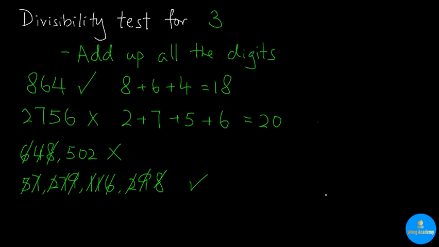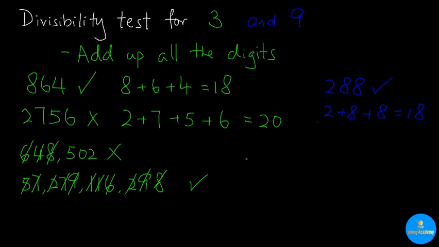A similar divisibility test will also work for the number 9. For example, 288 is a multiple of 9. Why? Because 2 plus 8 plus 8 is 18, which is a multiple of 9. Therefore, 288 is a multiple of 9.